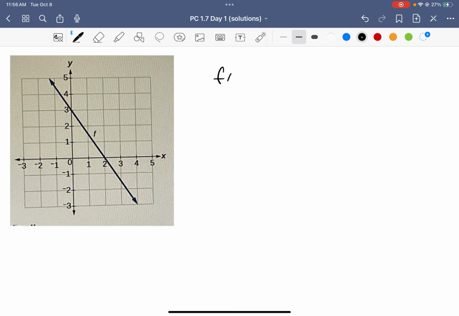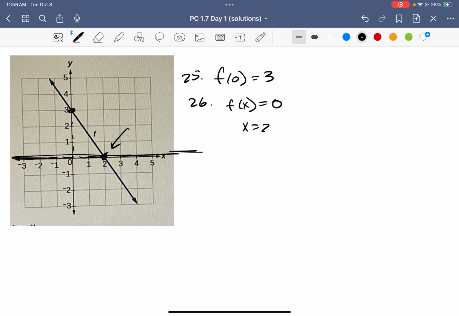So 25 is f of 0. That means when you plug in 0, what do you get? I think it's clear that the answer is 3. And then for 26, it wants to now say solve f of x is equal to 0. I think that's pretty clear that when y is equal to 0, you get out 2. So x is equal to 2. So this means 0, 3 is on the graph, and 2, 0 is on the graph. So that's 26.